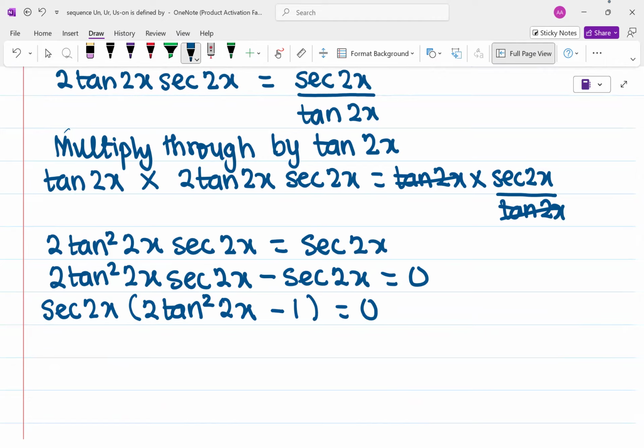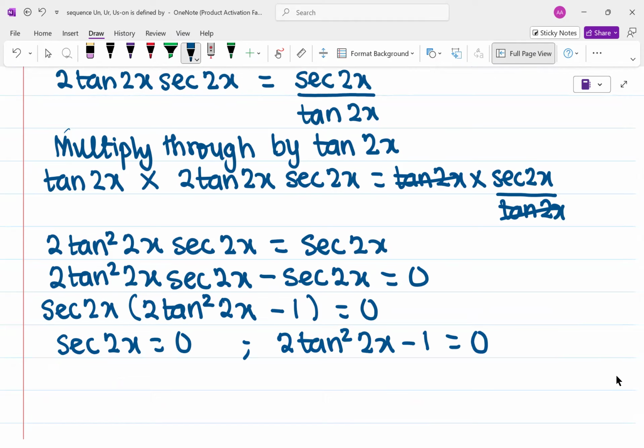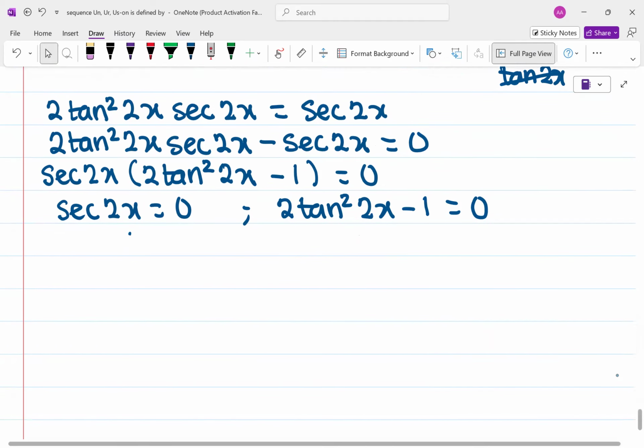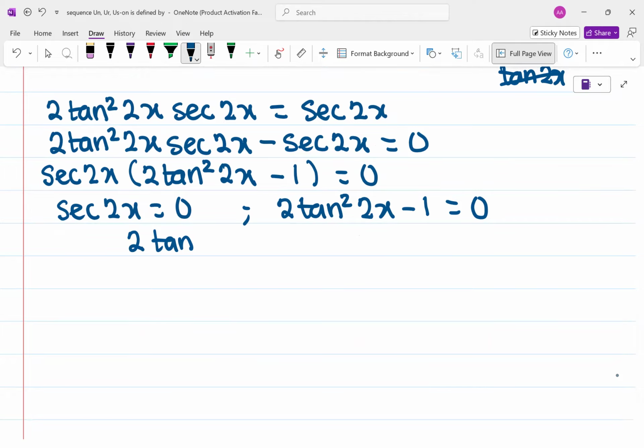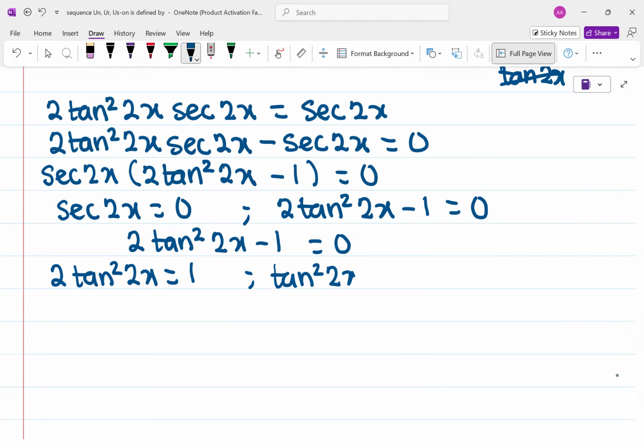So I can have my equation as sec 2x is equals to 0, or we have 2 tan square 2x minus 1 is equals to 0. So I can solve this 2 tan 2x much better. That becomes 2 tan square 2x minus 1 is equals to 0. I'll have this to now become 2 tan square 2x is equals to 1. So I have this to now become tan square 2x is equals to 1 over 2. So let me remove the power of square.